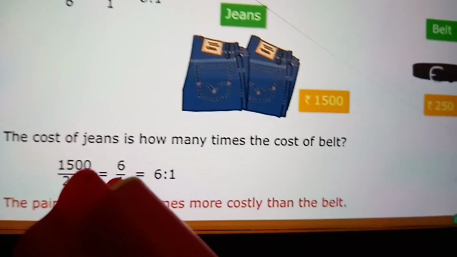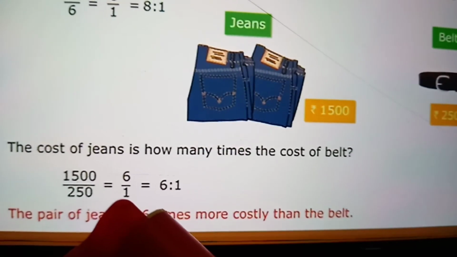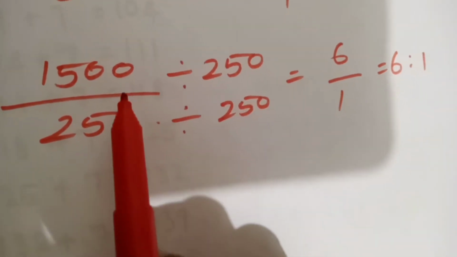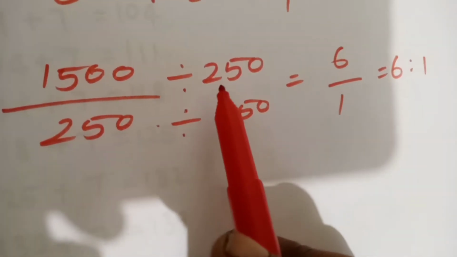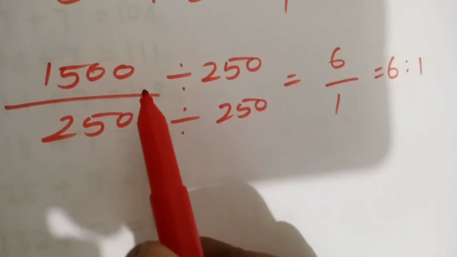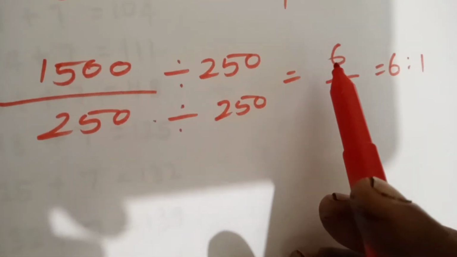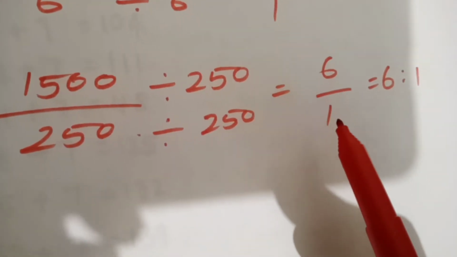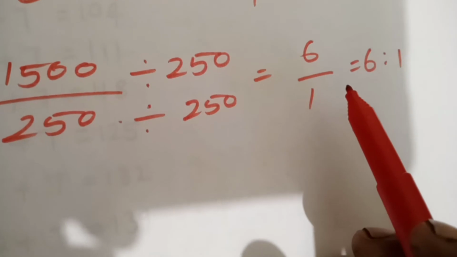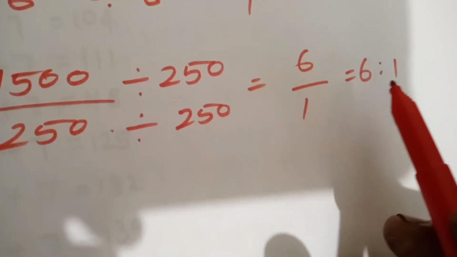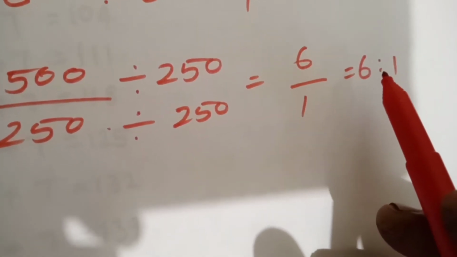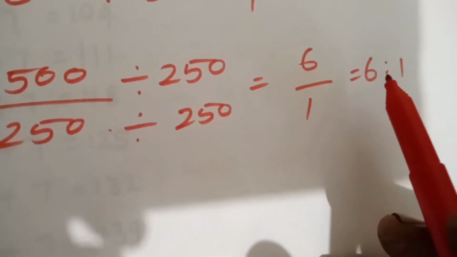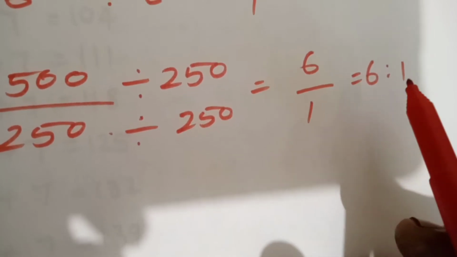So how are we reducing into this lowest form, we can check. Look here children, 1500 divided by 250. We are dividing by 250: 1500 divided by 250 is equal to 6, and 250 divided by 250 is equal to 1. That is 6/1 in the reduced form, which is expressed as ratio 6:1. You have to read it like this, 6:1.